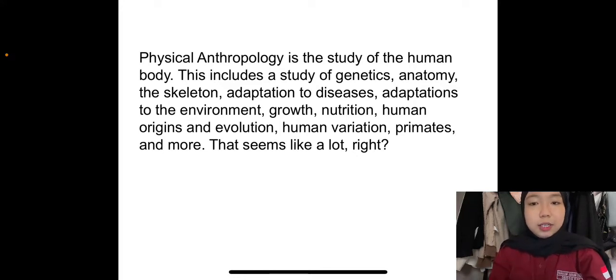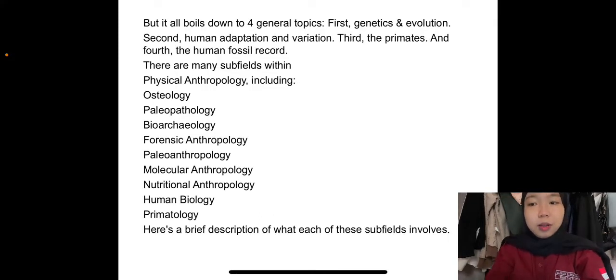Physical anthropology is the study of the human body. This includes a study of genetics, anatomy, the skeleton, adaptation to disease, adaptations to the environment, growth, nutrition, human origins, and evolution, human variation, primates, and more. That seems like a lot, right? But it all boils down to four main topics. First, genetics and evolution. Second, human adaptation and variation. Third, the primates. And fourth, the human fossil record.